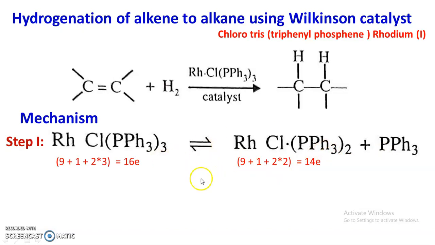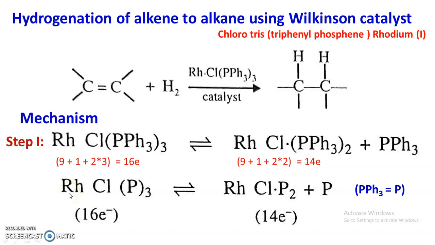So this is step 1. In short, the triphenylphosphine group is denoted by only P. For simplicity, we are denoting PPh3 as P. In that case, we can write RhClP3, where P stands for the triphenylphosphine group. This 16 electron tetracoordinate complex gets converted into a tri-coordinate 14 electron complex with the loss of 1 phosphine group. This is step 1.